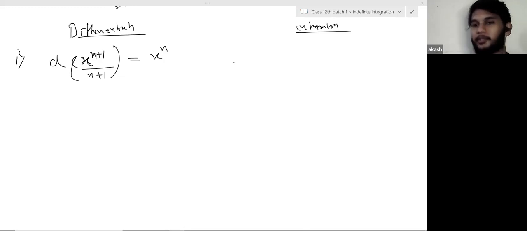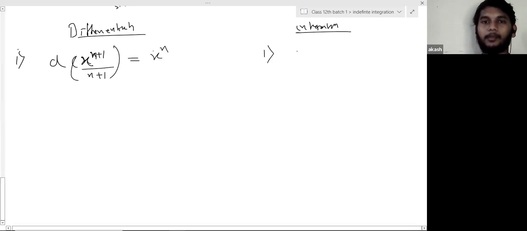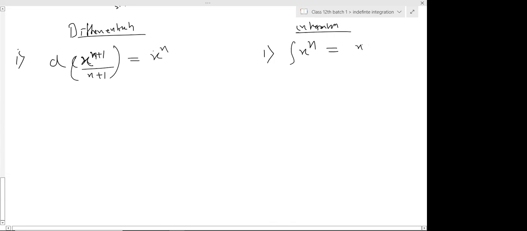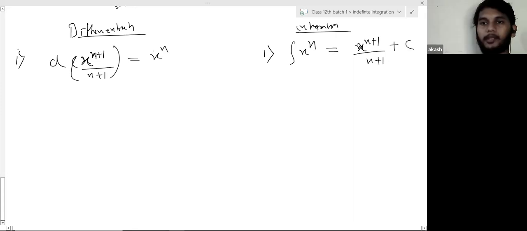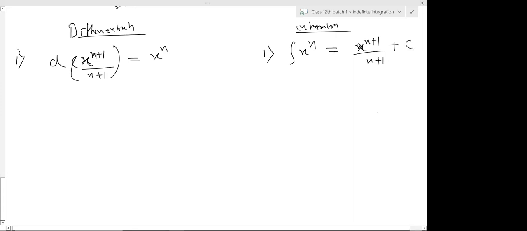See, if you don't know differentiation, there is no point. All right, so please revise. So integration of x raised to the power n, what will we write? X raised to the power n plus 1 by n plus 1. Plus c also. Do not forget the c. C carries half marks with it.